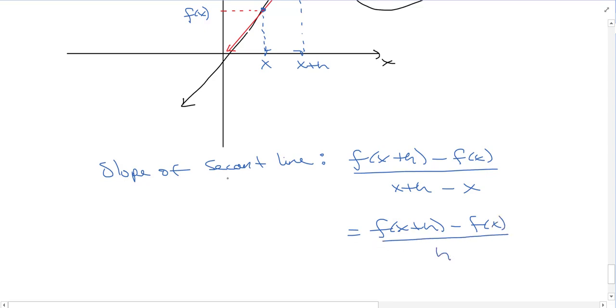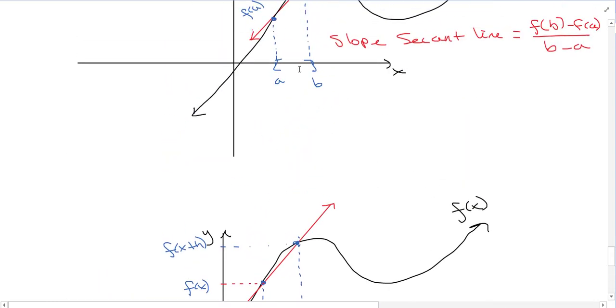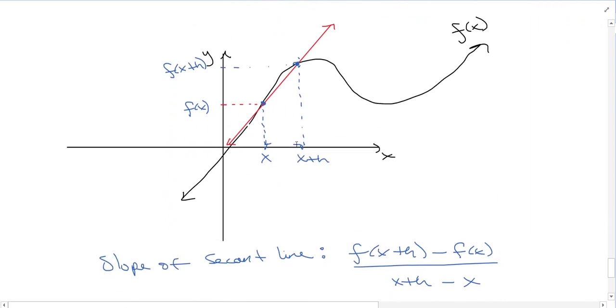So the difference quotient represents the slope of a secant line connecting the value of x, so f of x, and the value of x plus h, f of x plus h. And the reason I change it from a, b to x and x plus h is that I want to calculate the instantaneous velocity. So I want this h to get really small. How small? Really small, close to zero.